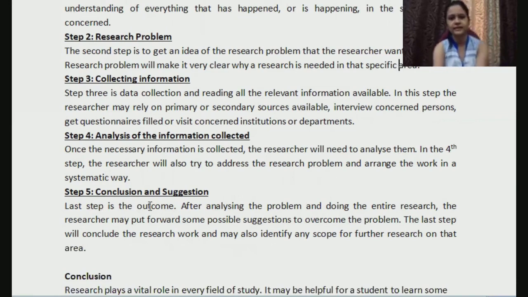Fourth step. And then the fifth step is conclusion and suggestion, which is the outcome, right? You thought that the criminal justice system in India is not working fine. Maybe you can give a conclusion that yes, it actually is not working fine. Why so? You can give some suggestions also. That maybe there are too many vacancies with regard to the appointment of judges and all. Maybe their appointment should be on time.